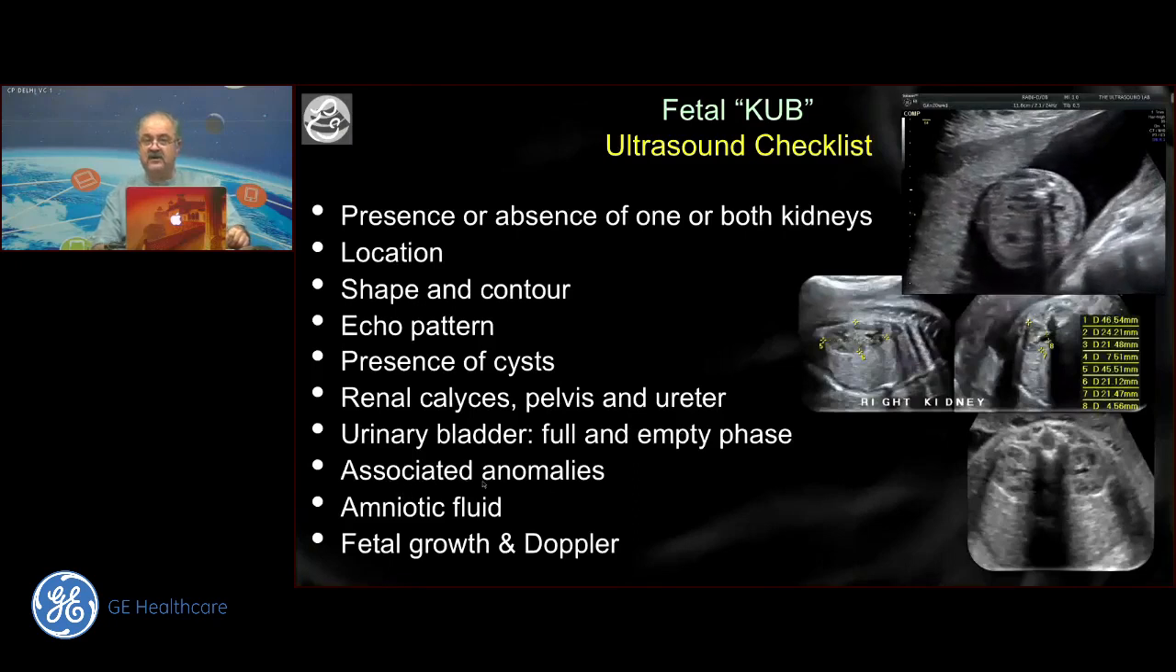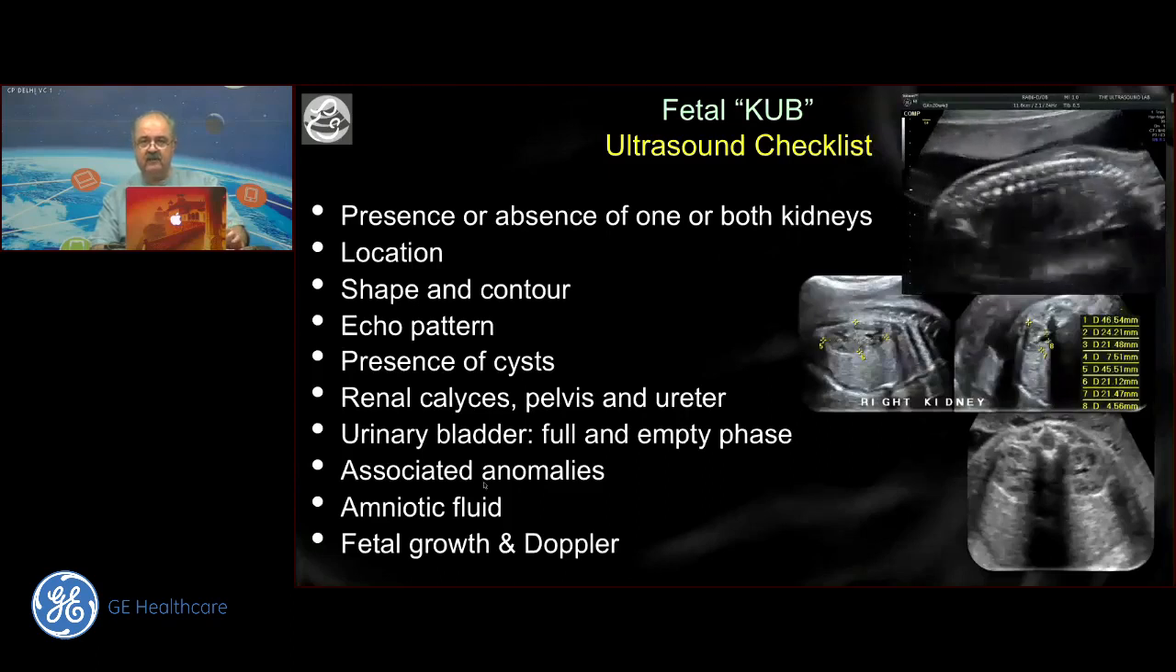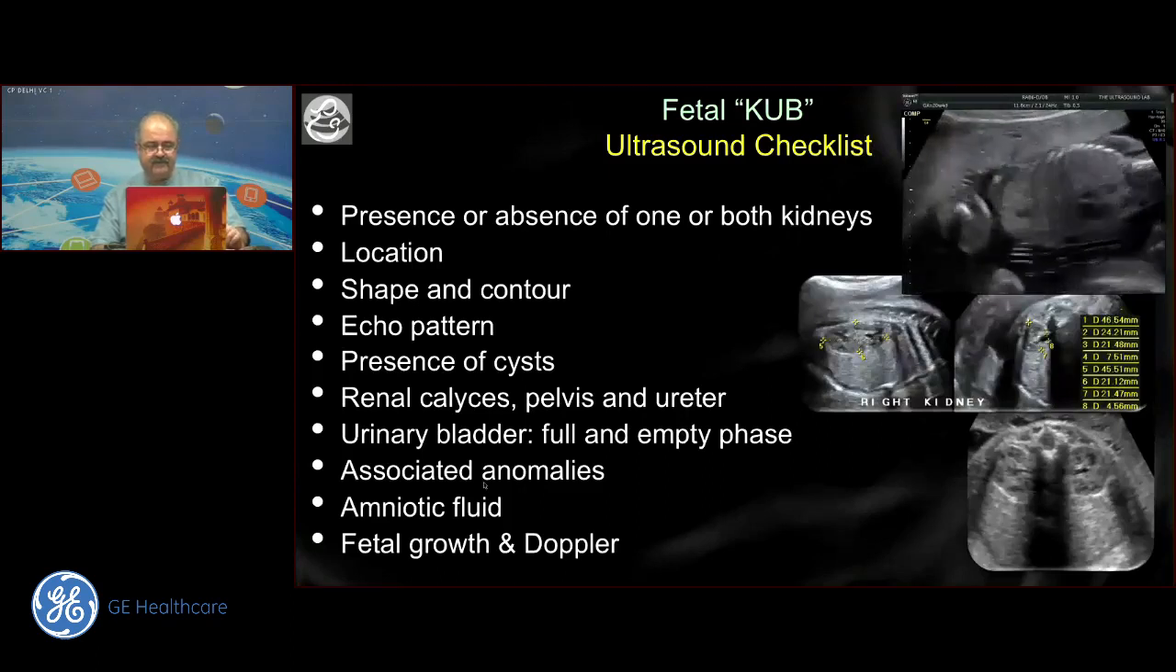And associated anomalies, extremely important, like we discussed in the beginning. Half of these abnormalities are actually part of aneuploidies or a part of syndromes.